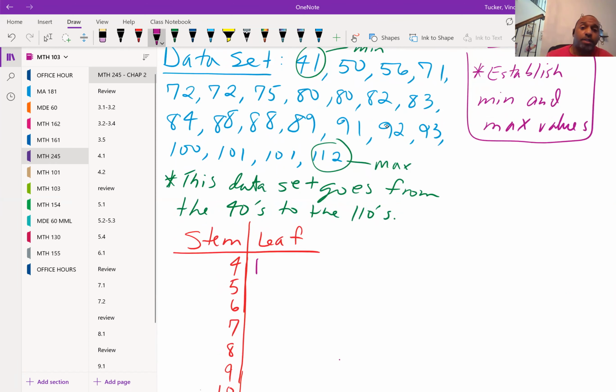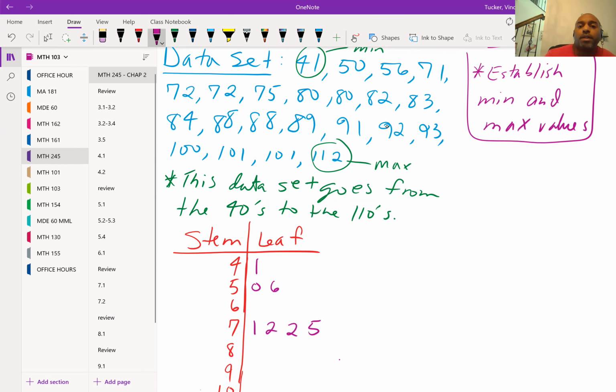There's nothing for the 40s. So I go to the 50s. So there's 50 and then 56. Now there's no data value for the 60s. So what I do not do is put a zero here, because that would represent the number 60. I would just leave it blank. And then go to the 70s. I have 71, 72, 72, 75. So 72 appears twice, so I'll write the number 2 twice.